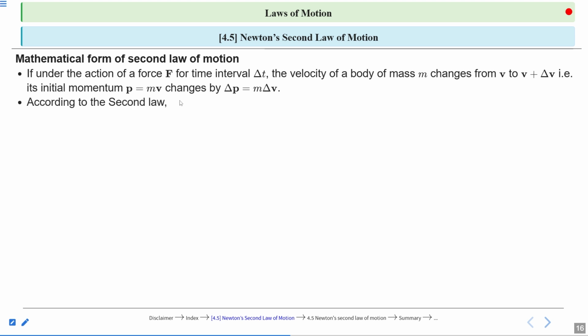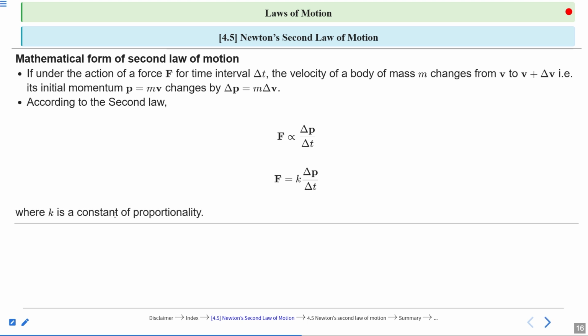According to the second law, force is directly proportional to rate of change of momentum. So we can say F is directly proportional to delta p divided by delta t. To remove the proportionality sign, we use a factor, that is the proportionality constant k. So F is equal to k delta p divided by delta t, where k is a constant of proportionality.